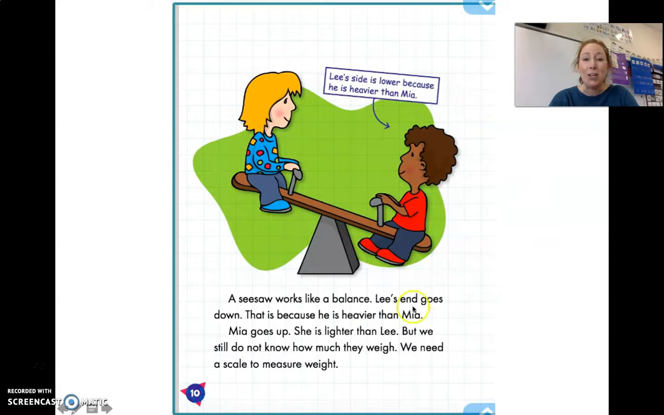Just like I said on a seesaw, Lee and Mia went on the seesaw, and look, Lee's side went down. It's lower because he is heavier than Mia. The lighter side goes up. So the lighter side is up, the heavier side is down.